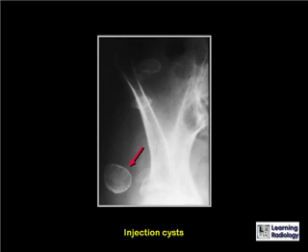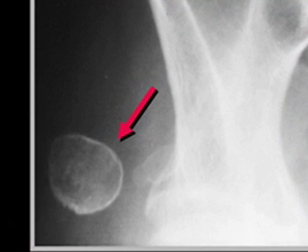This is a classical example of an injection cyst in the right buttock. The red arrow is pointing to a calcified rim with a more loosened center, characteristic of an injection cyst.